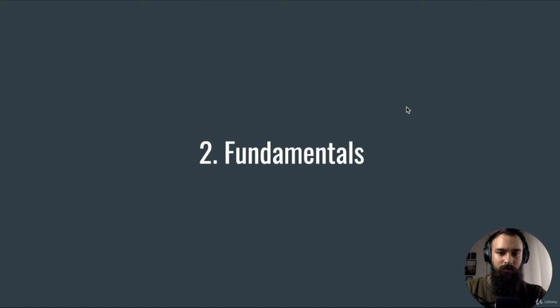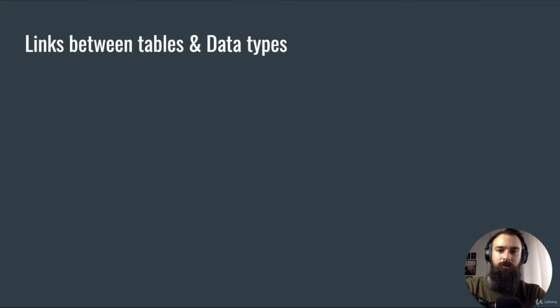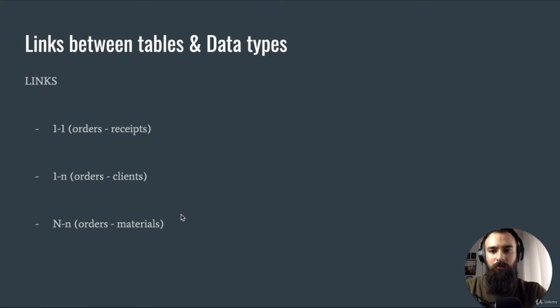Let's start the second section of the course with fundamentals about databases. And let's start the section with information about links between tables and data types. As I told you in the first section, there are three types of links between tables. We only saw one-to-many link, but there are also two more links, the one-to-one and many-to-many.